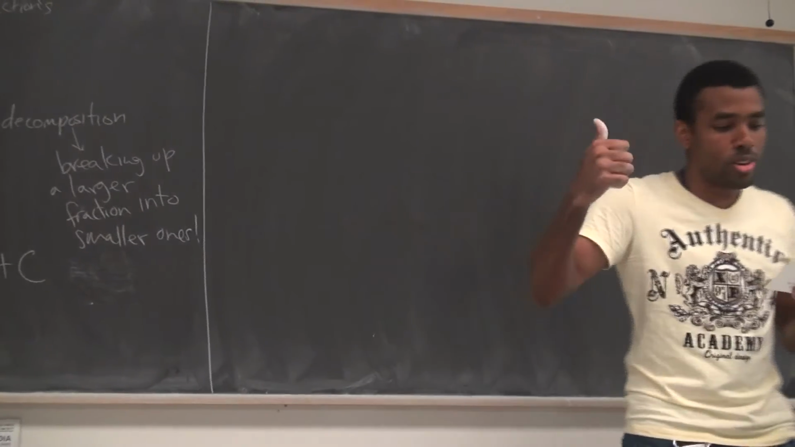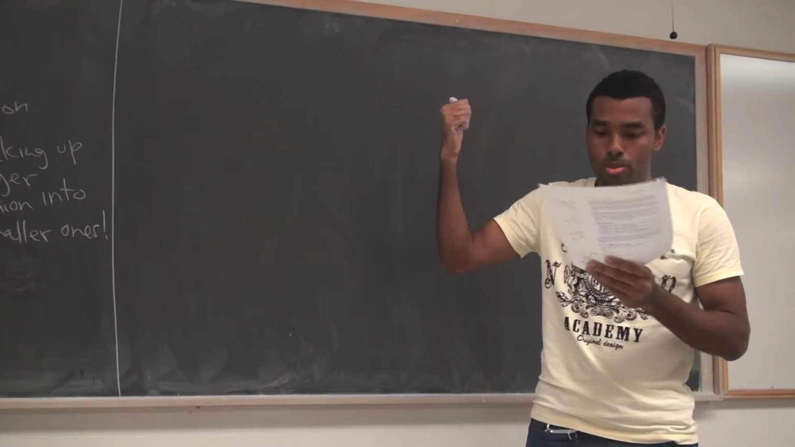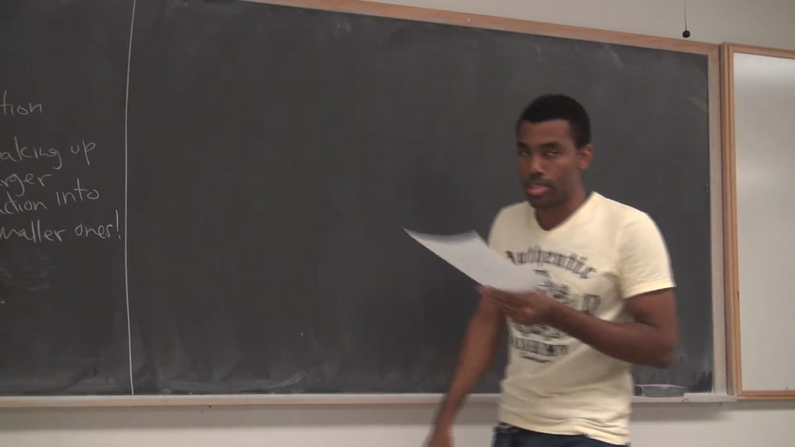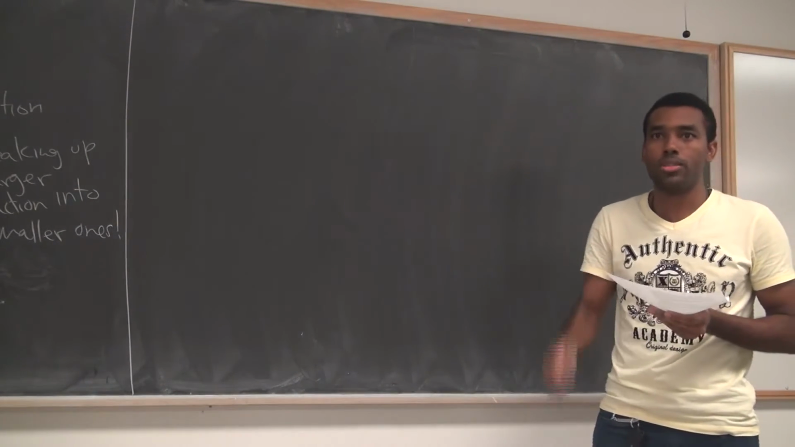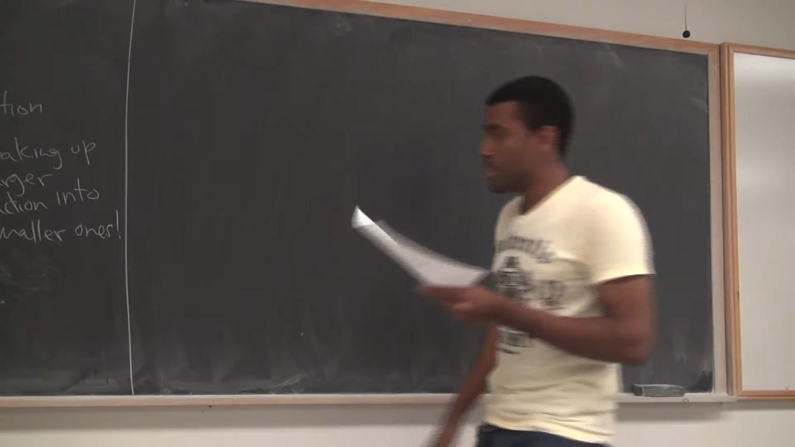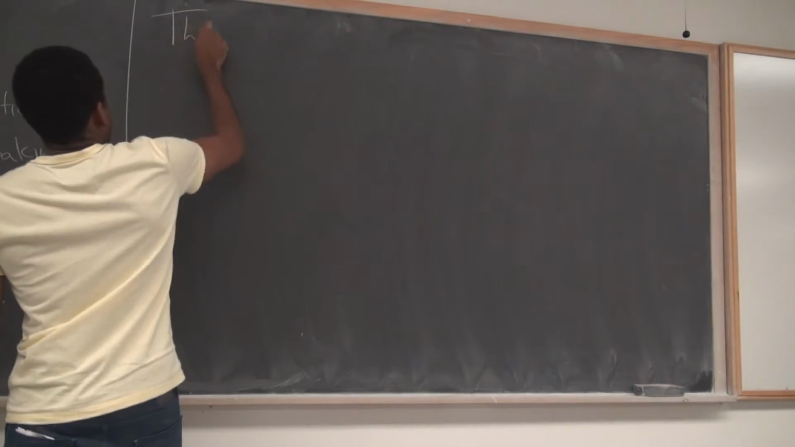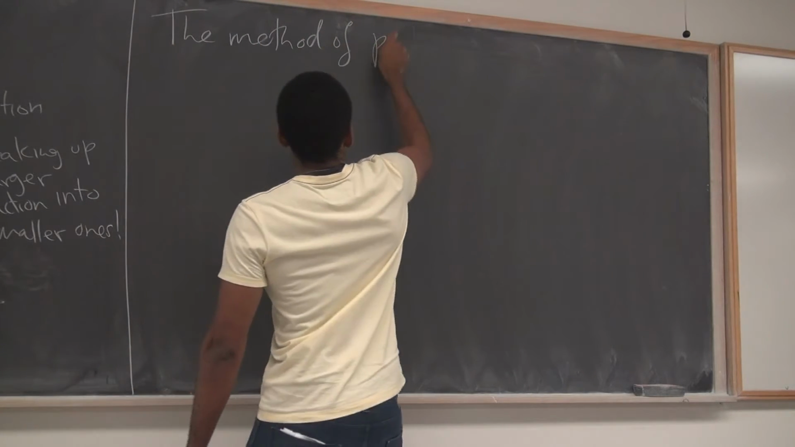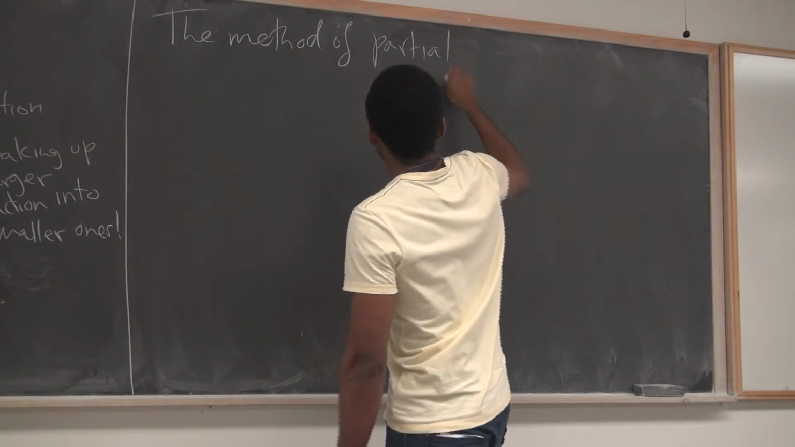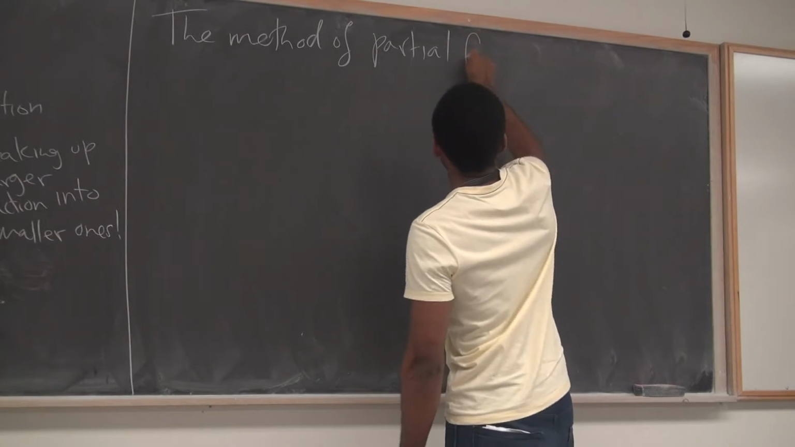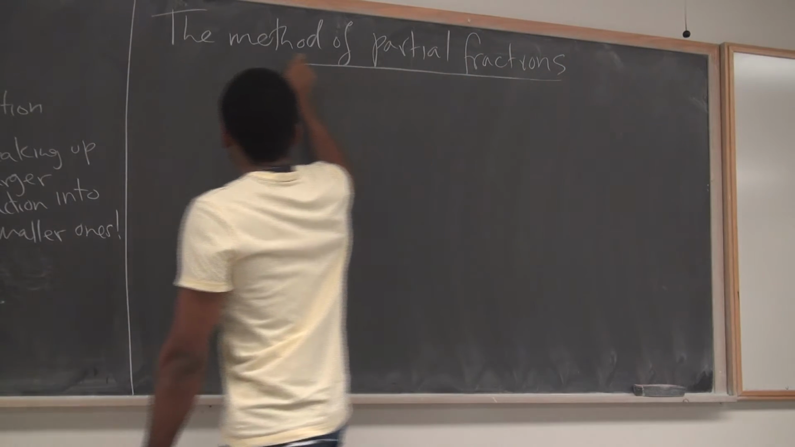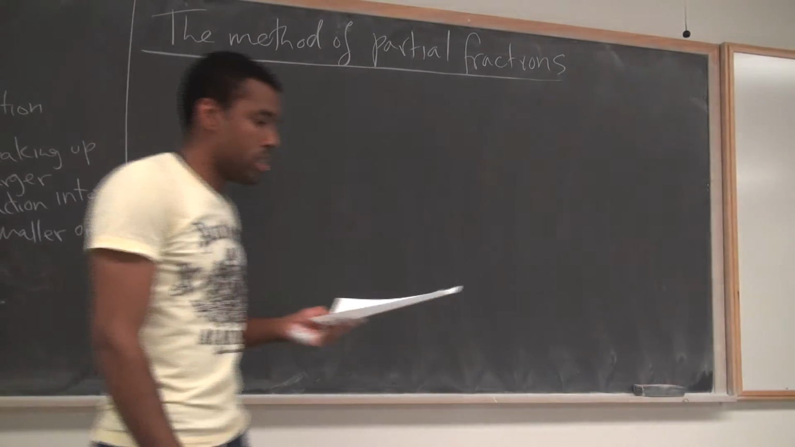By the way, things you'll need to know for this section: long division of polynomials, it will come in handy. How to factor polynomials, and how to solve simultaneous equations. Once you know that, you are good enough to do this method. So let's actually talk about that. The method of partial fractions. How do you break up a larger fraction into smaller ones? As it turns out, factoring is not the first step.